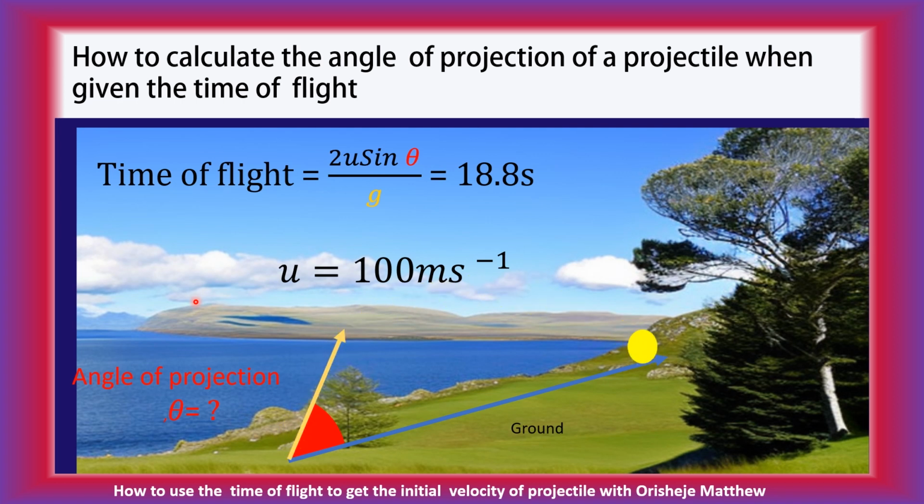That is, a cannonball is fired with the initial speed of 100 meters per second at an angle theta to the ground and having the time of flight of 18.8 seconds. What is the angle of projection? So that is the question we are going to solve here.